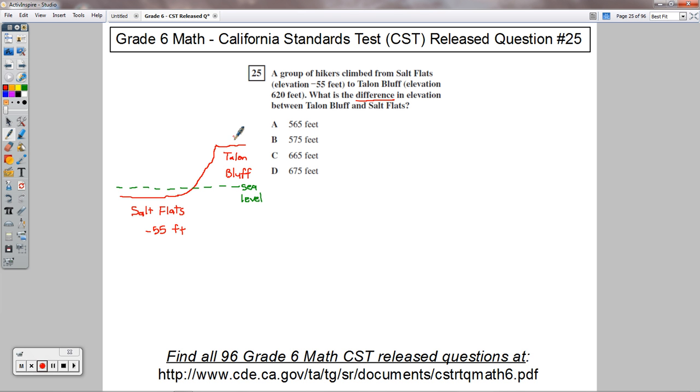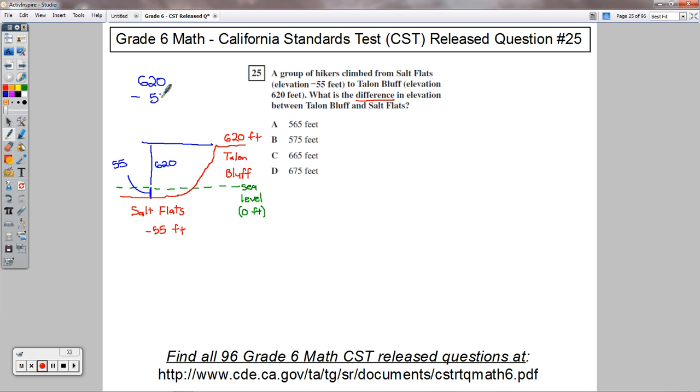Talon Bluff up here is 620 feet. And so the difference from this at negative 55 up to 620, there's a couple different ways we can think about this. We can think of from here to here, this little bit is going to be 55 feet, going from negative 55 up to sea level, which is 0 feet of elevation right there. And if we move up from there, from 0 up to the Talon Bluff level, this is another 620 feet. So really we're adding these two things together. We're taking 55 and 620 and adding them together.